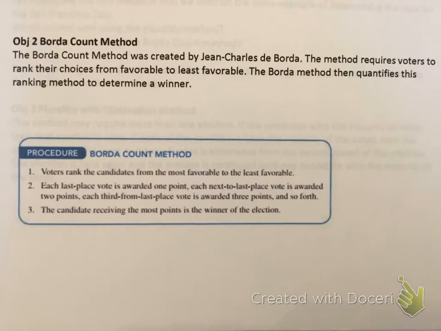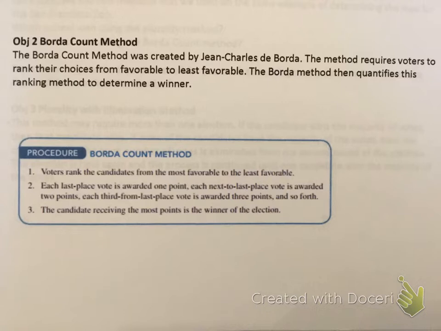So objective 2, this is another method that you can use to vote. It's called the Borda count method, and it was created by Jean-Charles de Borda. The method requires voters to rank their choices from favorable to least favorable. The Borda count method then quantifies this ranking to determine a winner.